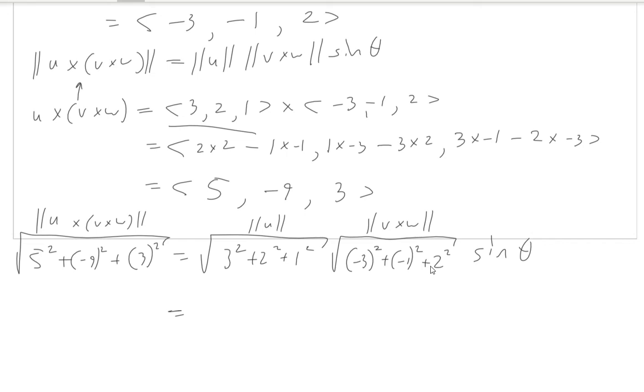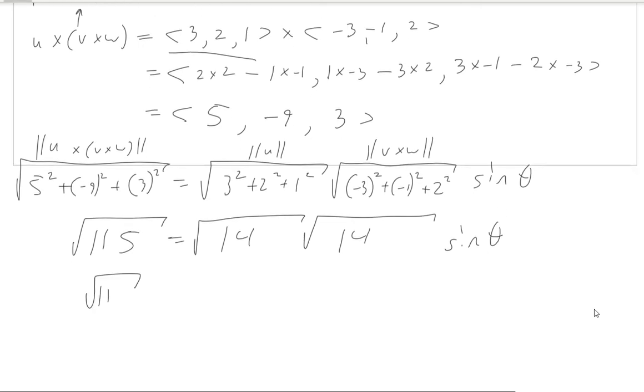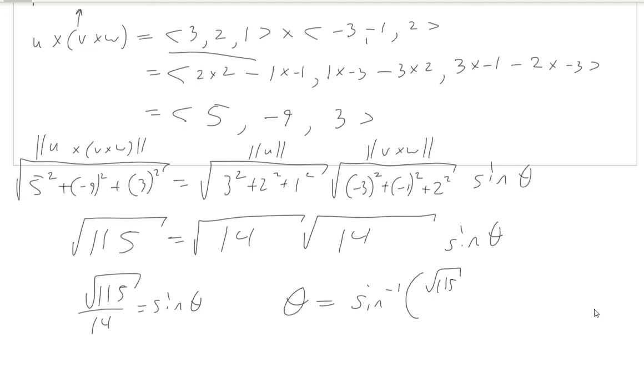Solve for each of these. We have 25, 81, and 9. That should give us 115. Let's see, 90 plus 25, yeah. So 115. And this one's going to be 9 plus 4 plus 1, so that's 14. This is also going to give us 9 and 1 and 4, so that's also 14. So that's just going to be 14 itself, times sine of theta. So we have root 115 over 14 equals sine of theta. Therefore, theta equals sine inverse of root 115 over 14.